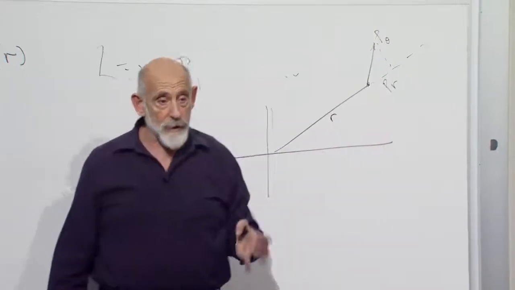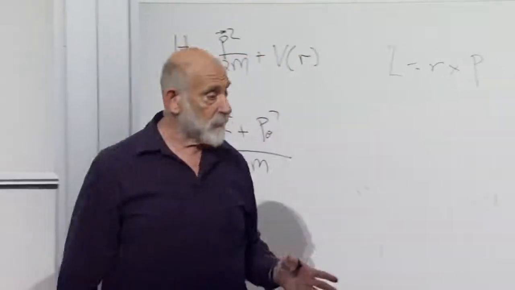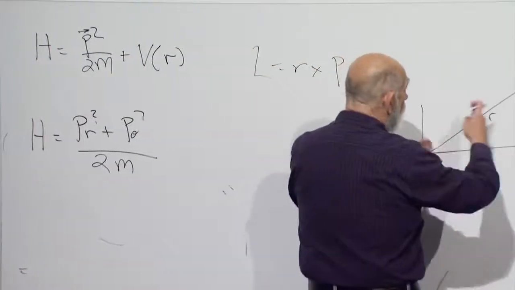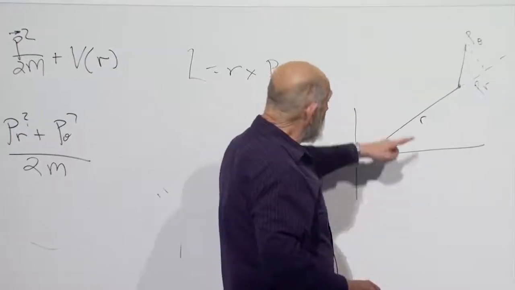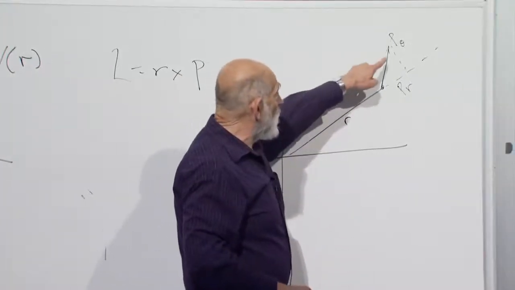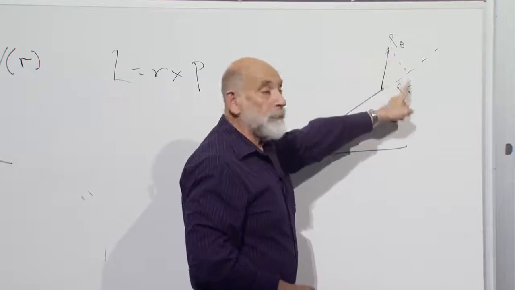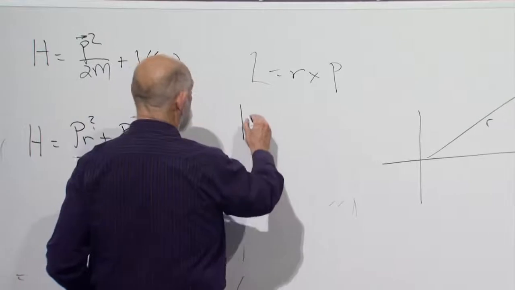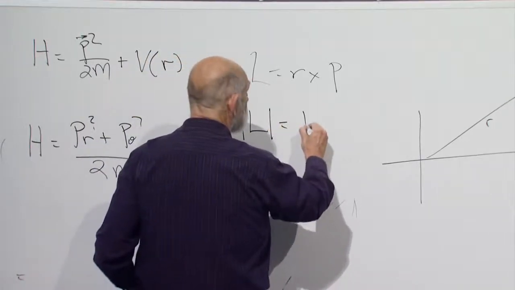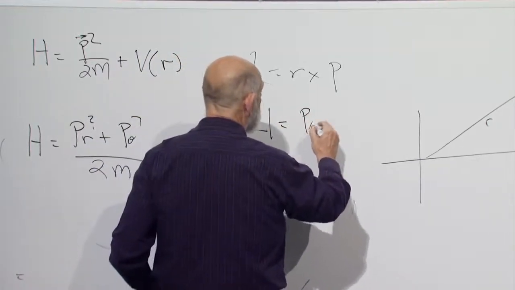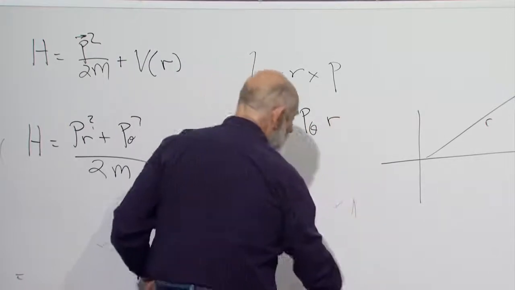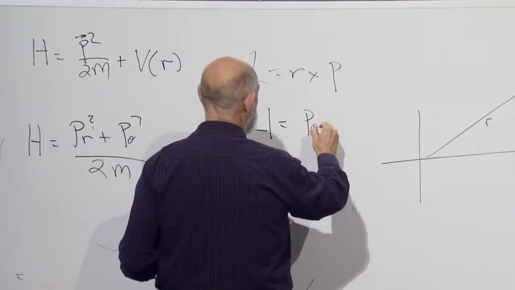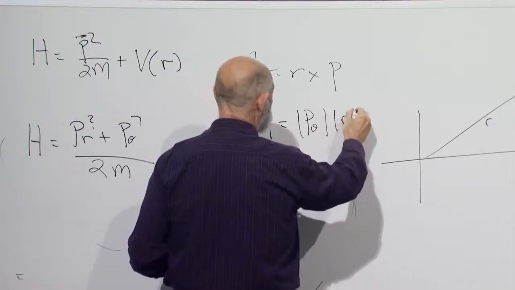Is that clear to you? That p theta times r is the angular momentum. R cross p, the magnitude of it, is the magnitude of r times the magnitude of p theta. So the magnitude of the angular momentum is equal to p theta times r, everybody, magnitude. P theta times r.